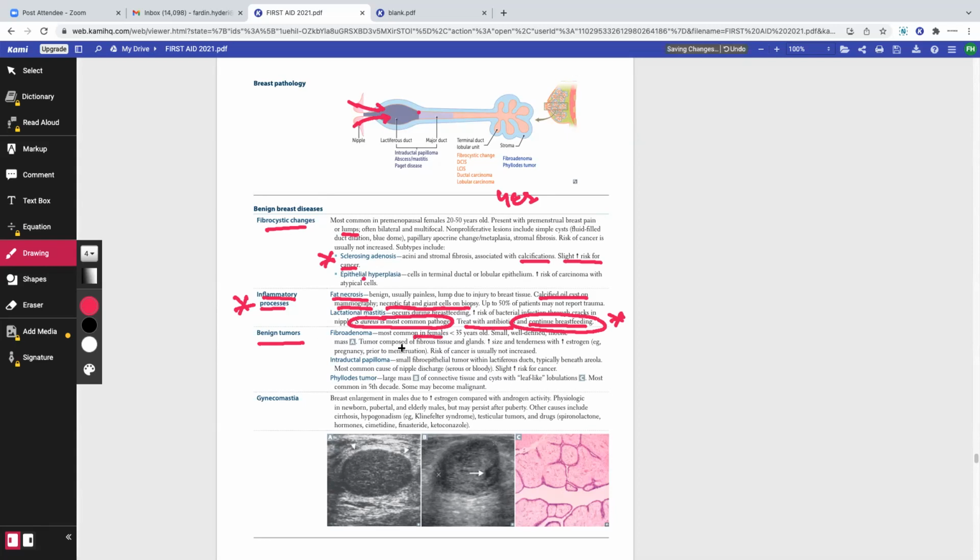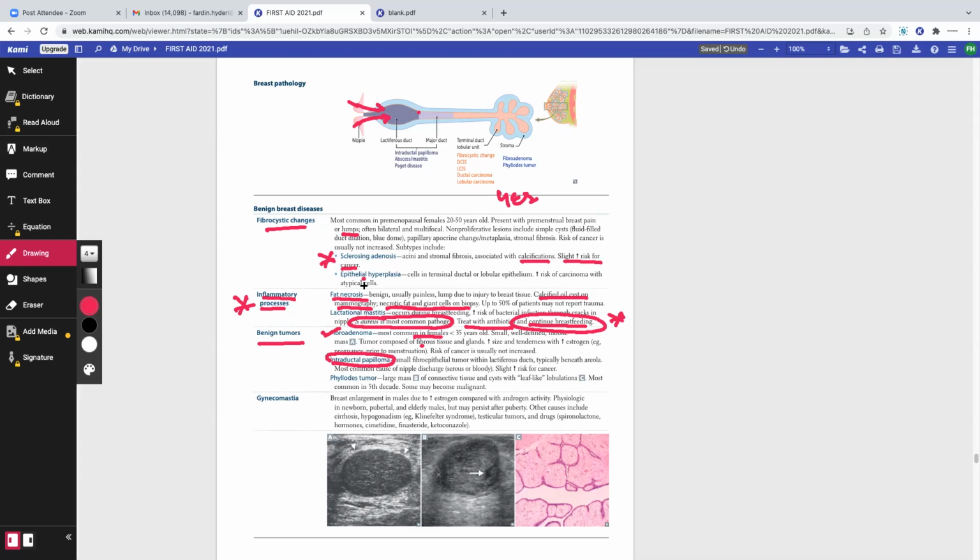It's a small, well-defined mass. It's composed of fibrous tissue and glands and increases in size with tenderness and with increase of estrogen. So that the risk of cancer is not there. So that's fibroadenoma. Okay. I talked about this. I'll move forward. What I do want to talk about is intraductal papilloma.